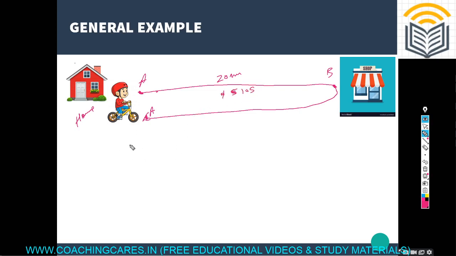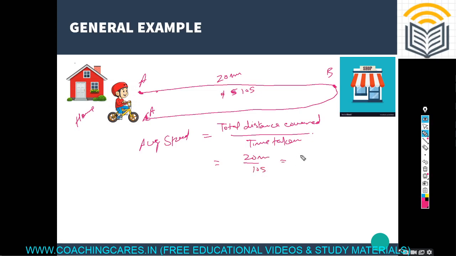Now the average speed of the boy will be total distance covered divided by time taken. So that will be equal to 20 meters divided by 10 seconds, which is equal to 2 meter per second.